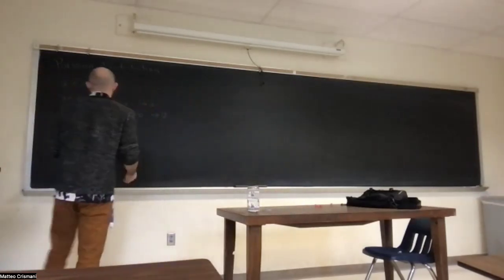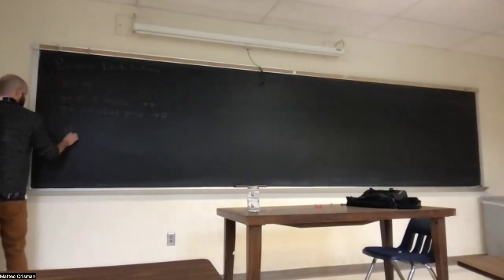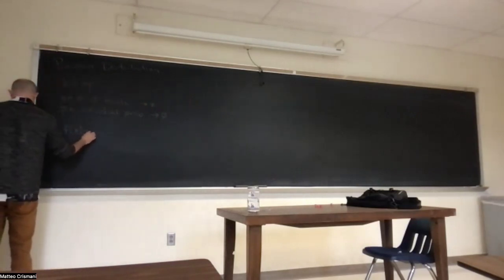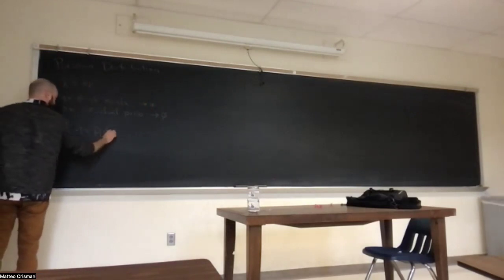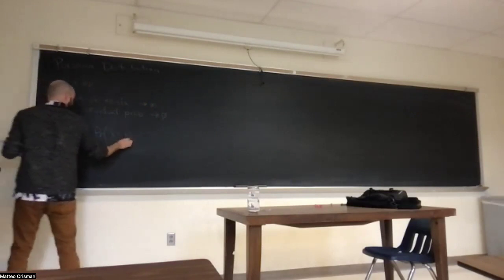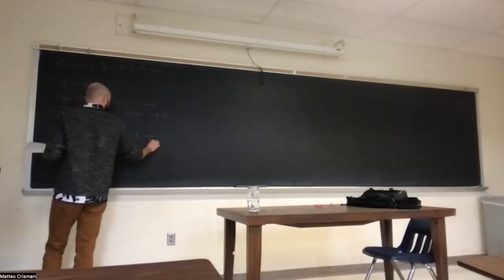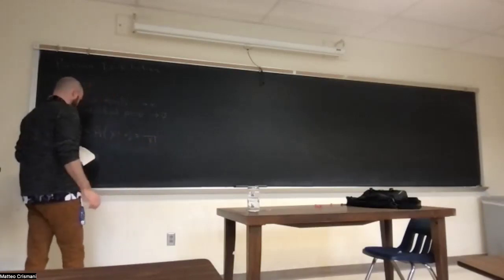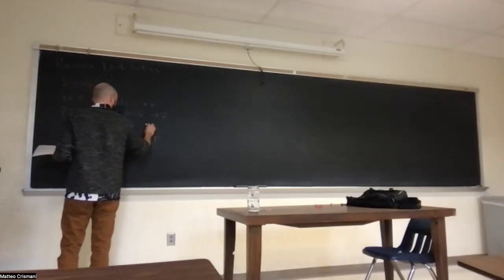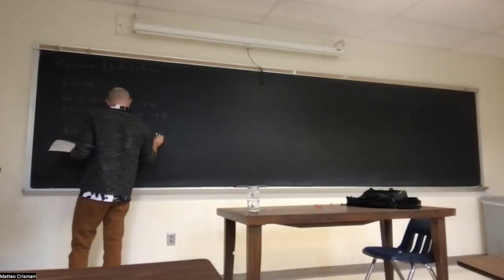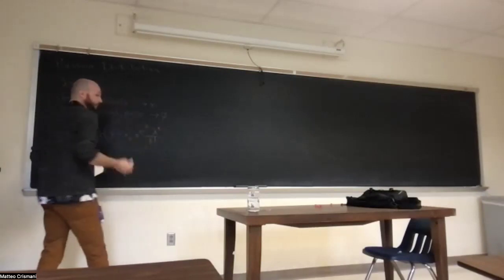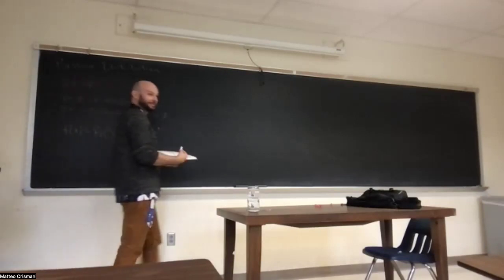The probability distribution function, f of x, looks like: on the bottom x factorial, times e to the power of negative lambda, times lambda to the power of x. Cool. A lot of really good numbers, right?